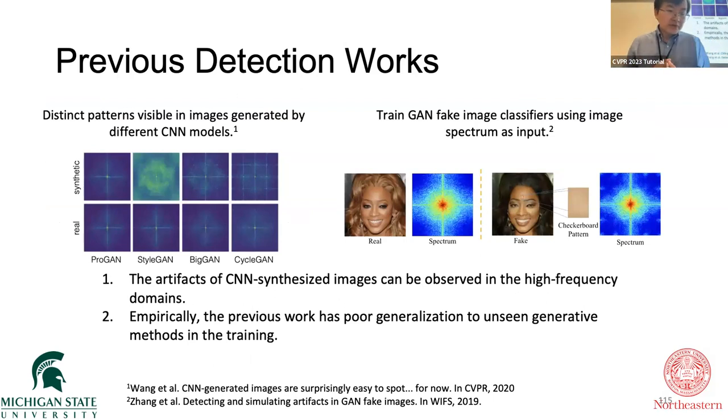Other findings in previous work are that there are indeed different kinds of artifacts in synthetically generated images. Those artifacts are very visible if you visualize the image in the high frequency domain. For example, on the left-hand side, these show that different GAN models actually have particular high frequency patterns. And those patterns are very important for doing your detection jobs.